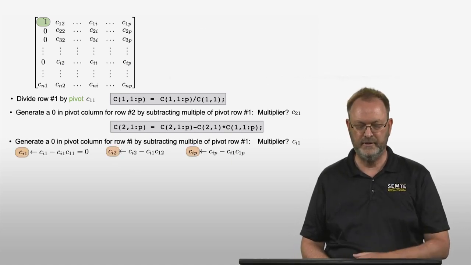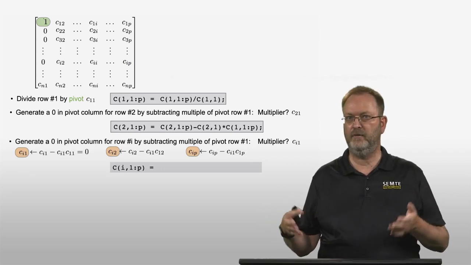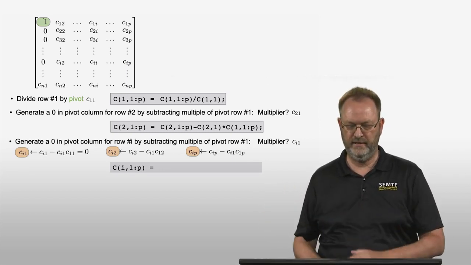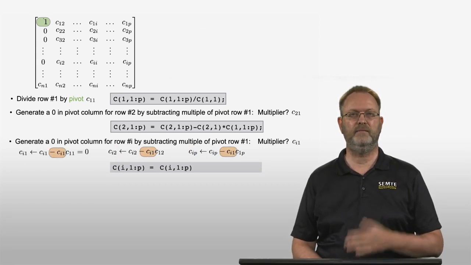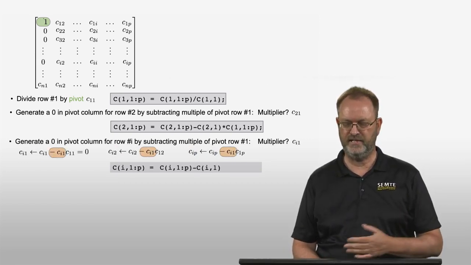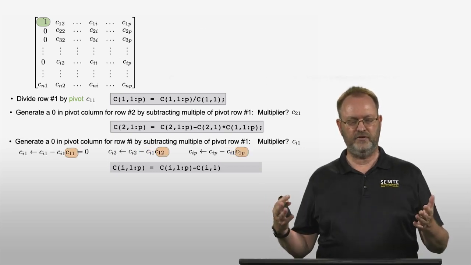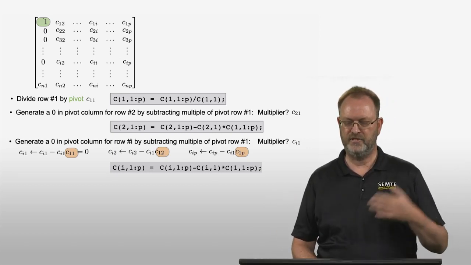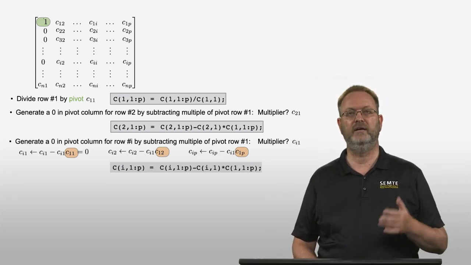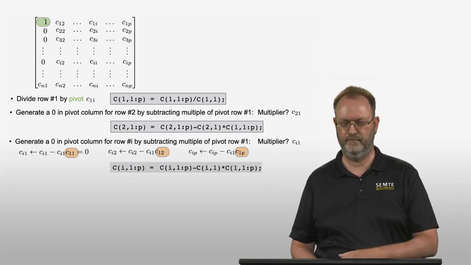So let's code this up. I would have C of row number I, comma 1 to p, is equal to the same variable on the right-hand side first, minus the multiplier. The multiplier is C of I, comma 1, times the corresponding entries from the pivot row. That would be times C of 1, comma, and for this operation I go from the first column, colon, to the last column, p.